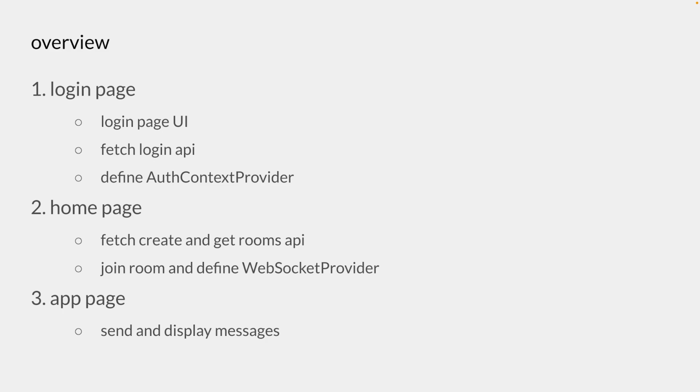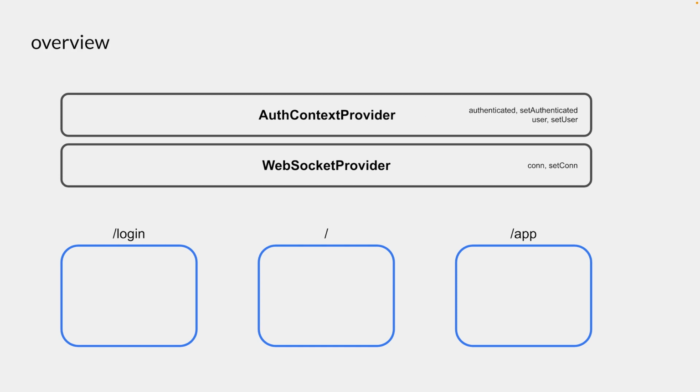And let's start with an overview of what we'll be working on today. We'll be building the login page, the homepage and the app page, as well as the auth context provider and the WebSocket provider using the createContext method from React. So here's a big picture of how this is going to look.